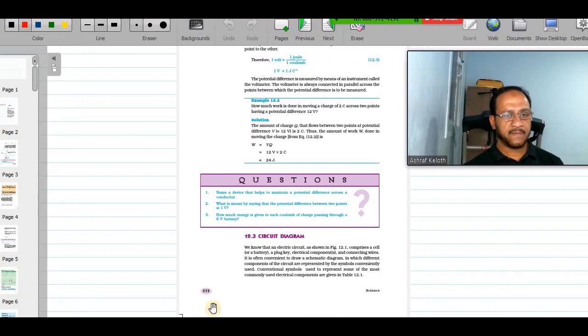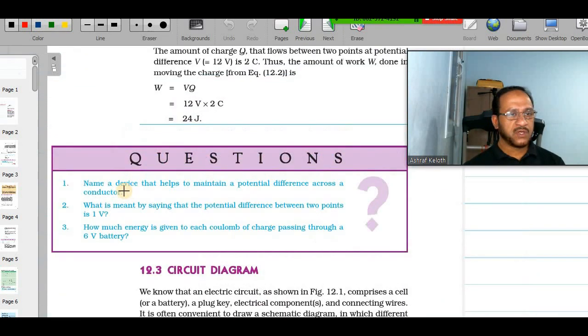Page number 202. Name a device that helps to maintain, maintain means to provide, potential difference across a conductor. Answers are, it can be a cell, electric cell, battery, or a generator.